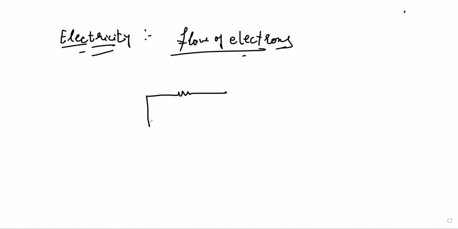Now, if this is a circuit, I'm just drawing a standard circuit. Flow of electron and conventional flow of current, both directions are opposite, right? The flow of current is moving in this direction, and flow of electron in the opposite direction. They both are in opposite direction.